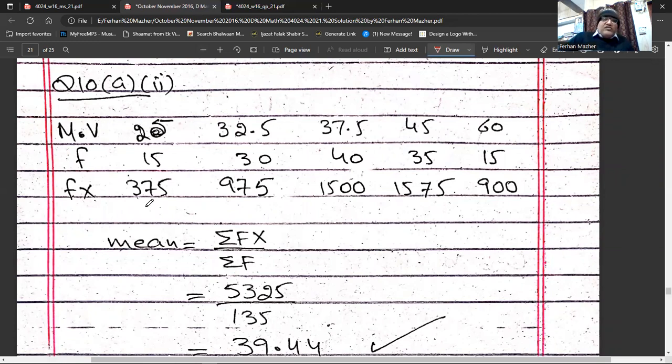25 multiply 15, that's 375. 32.5 multiply 30, that is 975. 37.5 multiply 40, that is 1500. 45 multiply 35, that's 1575. 60 multiply 15, that's 900.